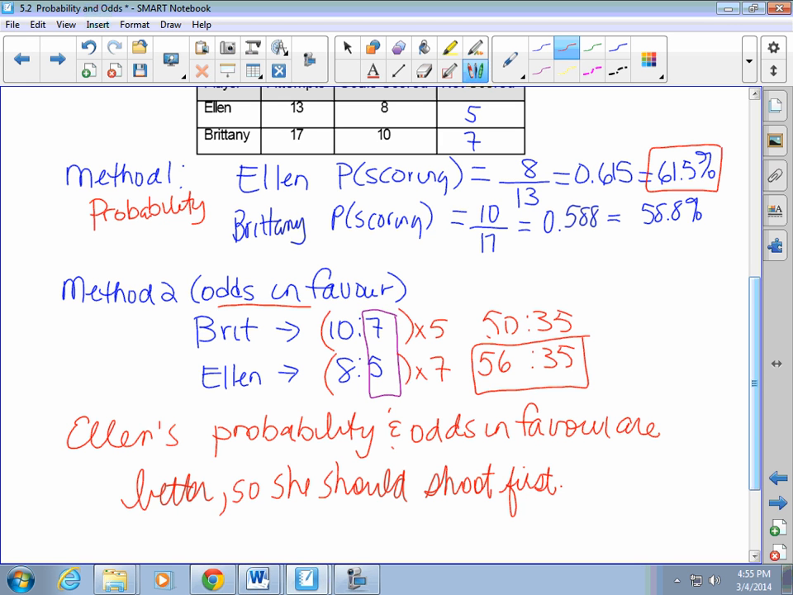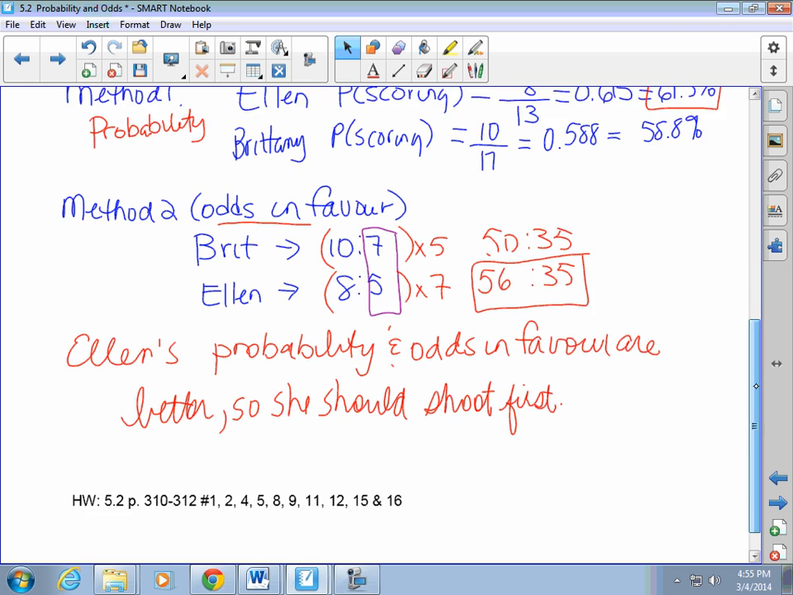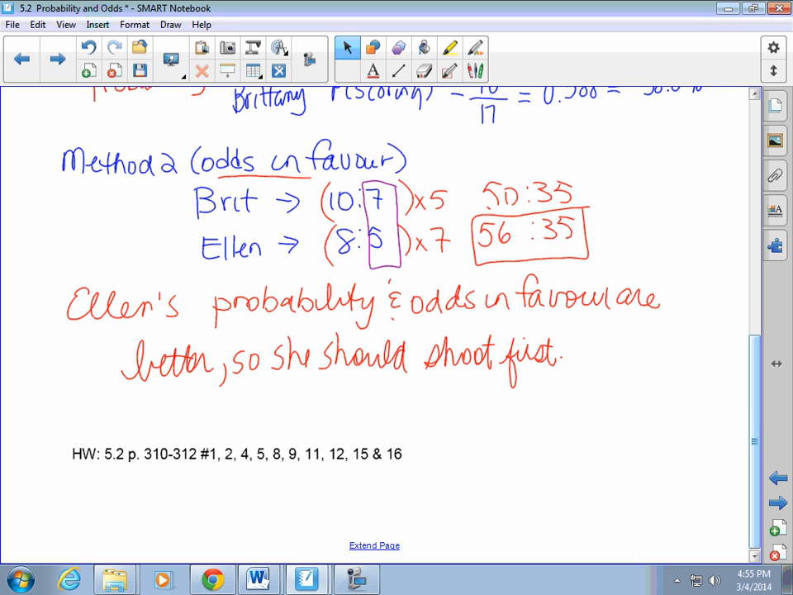So your assignment is there at the bottom. There's some more examples in the textbook too. If you want to look at those, feel free.